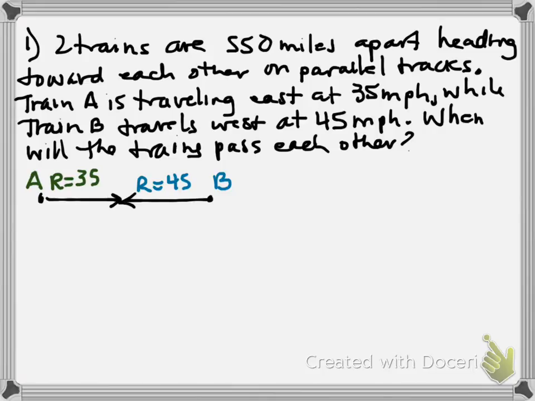Their time would be the same. Okay, because they both are starting when they're exactly 550 apart. So the time on this guy is our x value. And the time on this guy is our x value. Now, they mentioned that the trains were 550 miles apart.